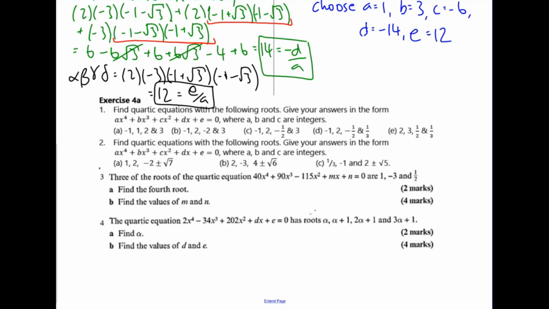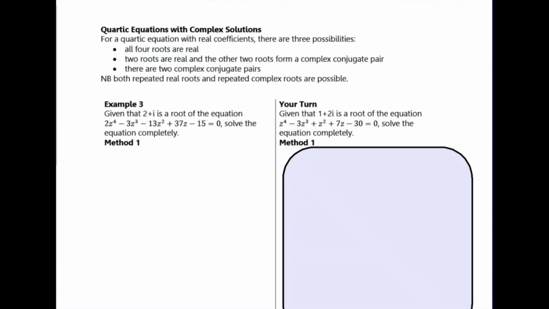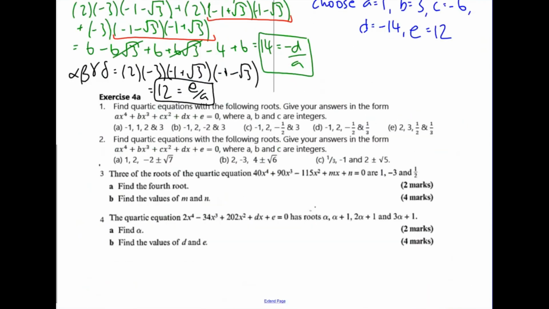So this exercise 4A here, to get a bit of practice on this, you can alternate these questions. So I'd say do 1A, C and E, 2A and C. I've got 3 and 4, they're a bit more interesting.